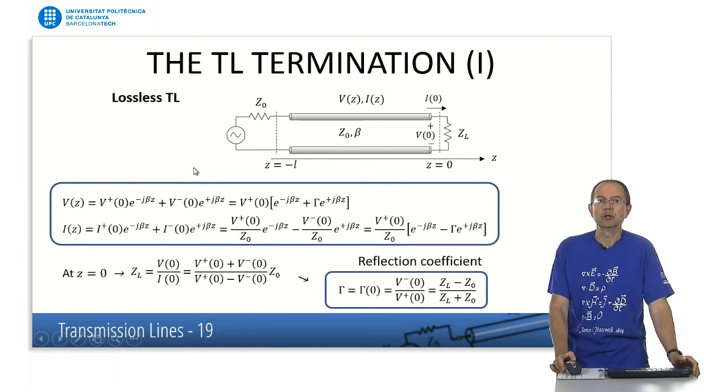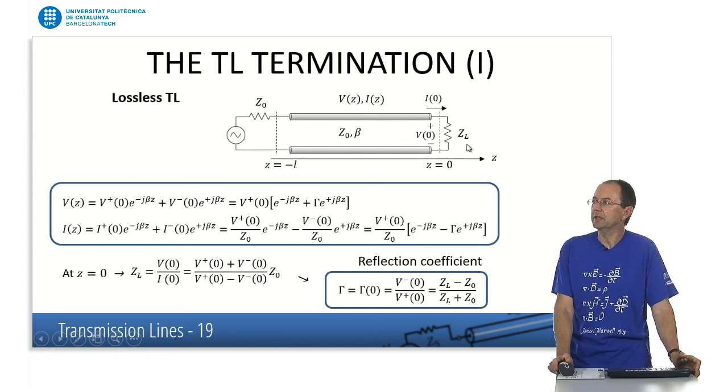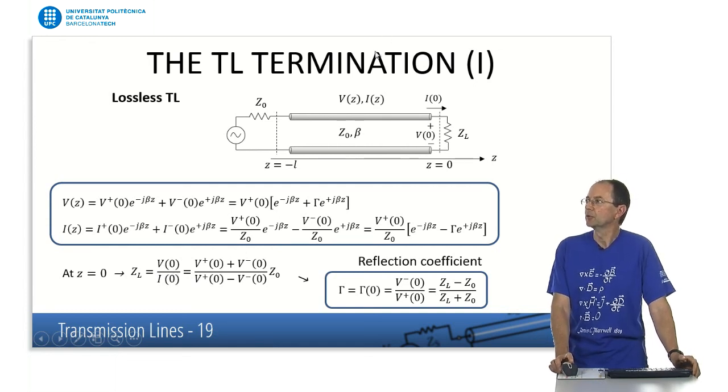Okay? So along the transmission line, the voltage and current are described by a scale factor which is Z0. This is the characteristic impedance. But at the end of the line, we have a different impedance. What does it mean? This means that the relationship between the voltage and the current in this case is different from the scale factor between voltage and current along the line.